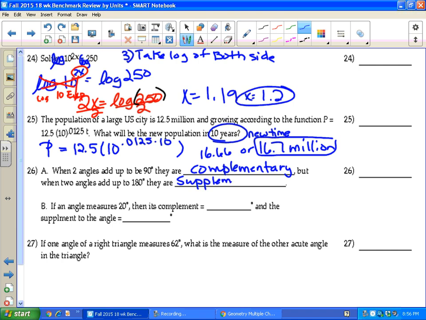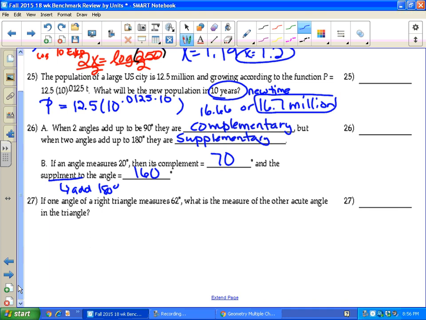All right, it says if an angle measures 20 degrees, then its complement is... So I need to think what angle would add to 20 to make it 90, and the answer is 70. And then it says the supplement, so I need to add to 180. So what angle adds to 20 that would give me 180? And the answer is 160.